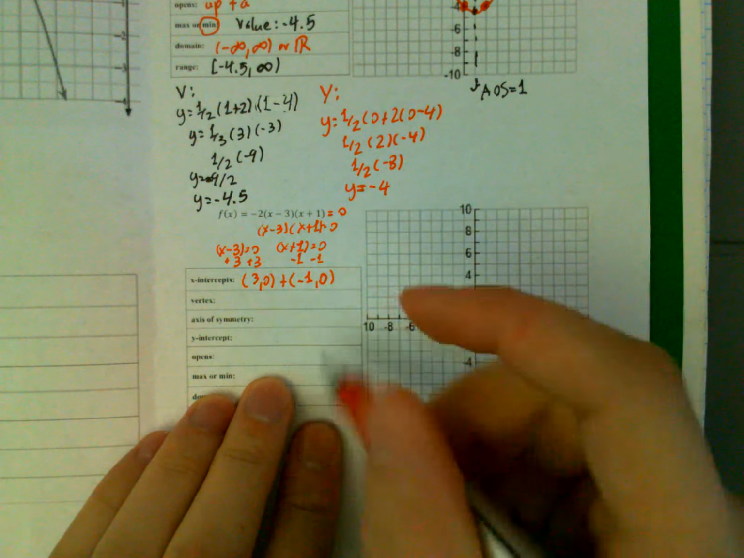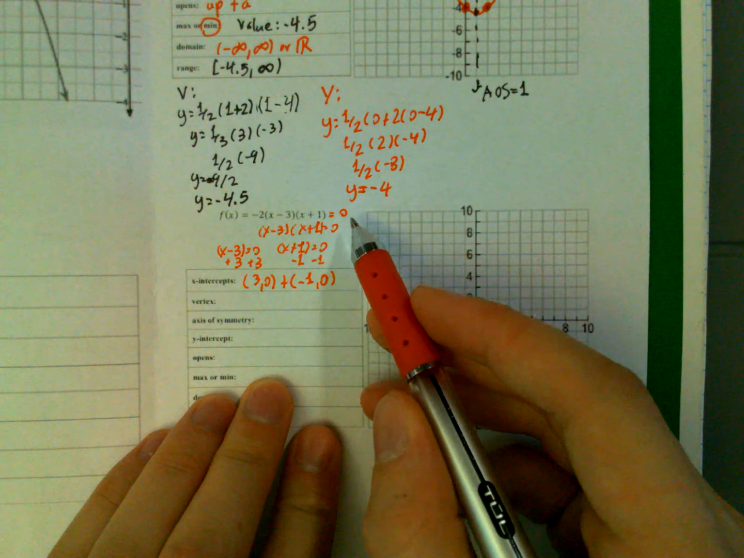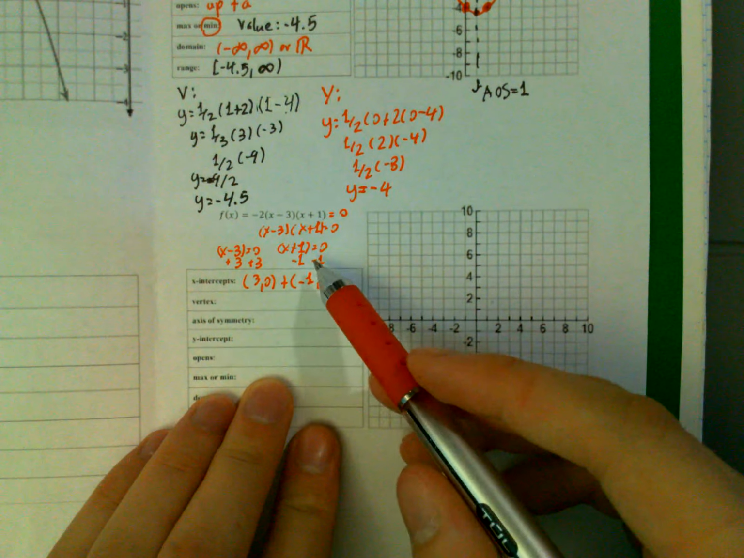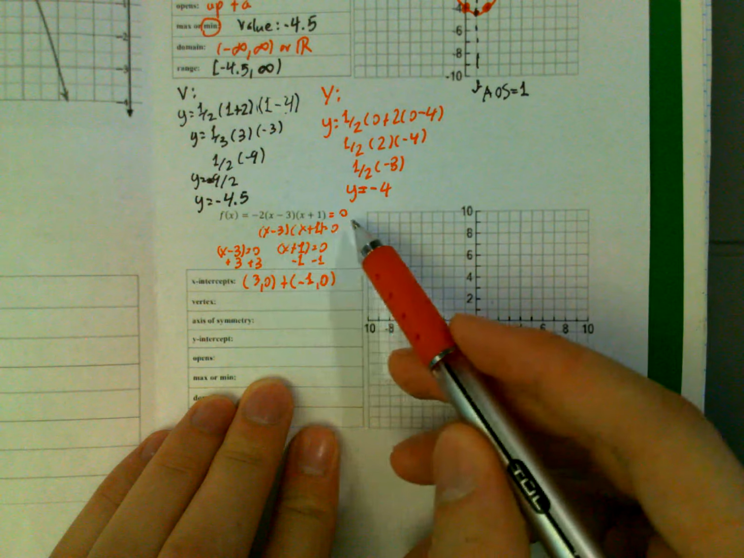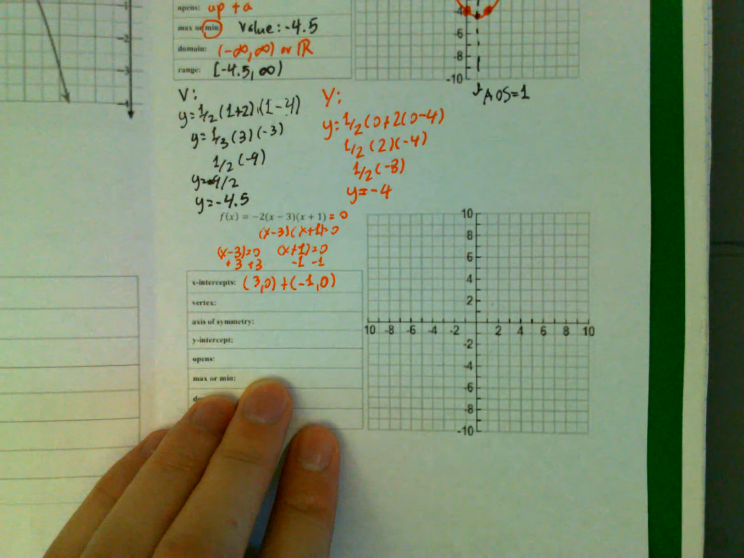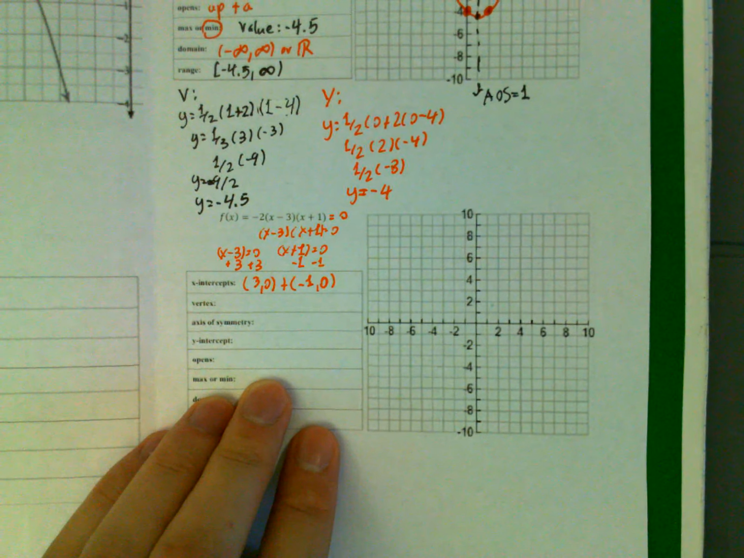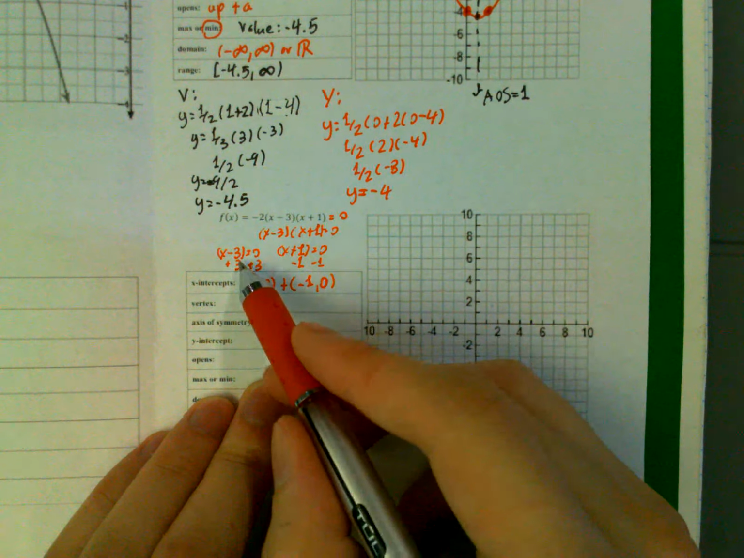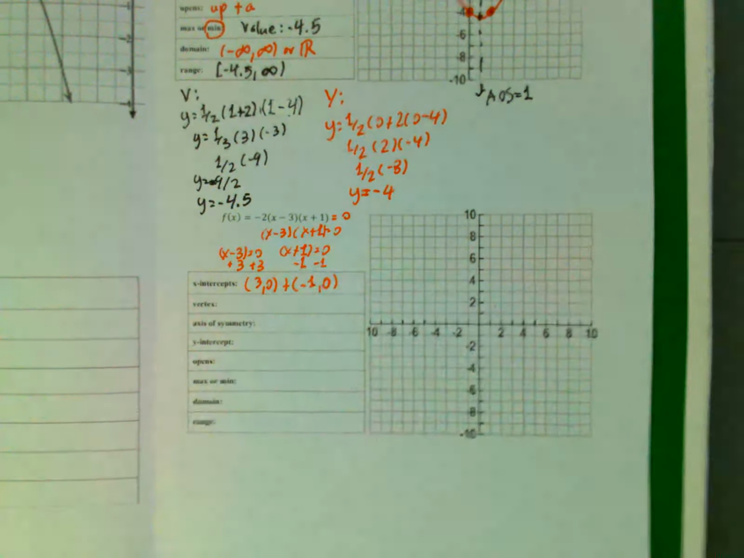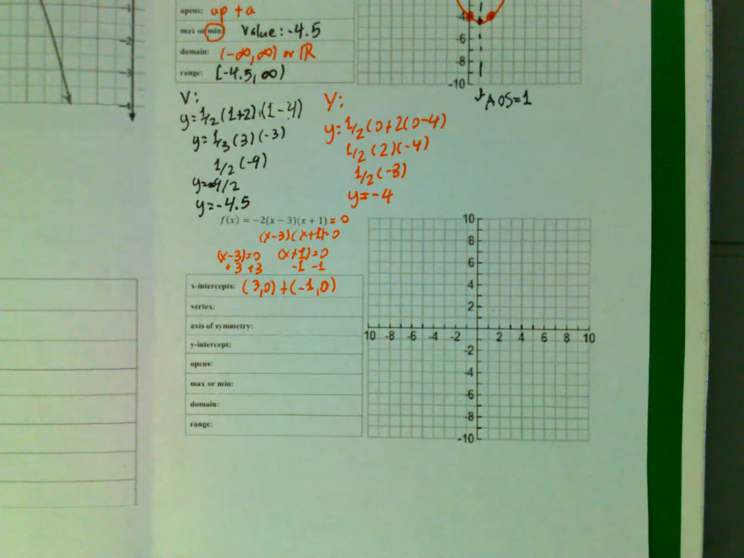Yep. So if I set this equal to 0, and I solve for 0, I'm going to divide by negative 2, because that just gets rid of it. Zero divided by any number is 0. I then get x minus 3 times x plus 1 equals 0. I then split this apart because I have two possible answers.